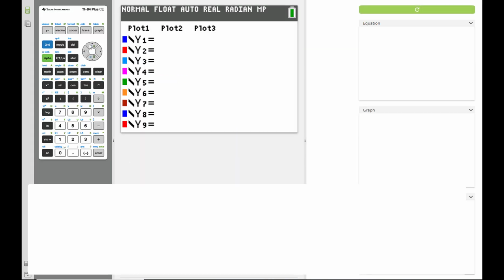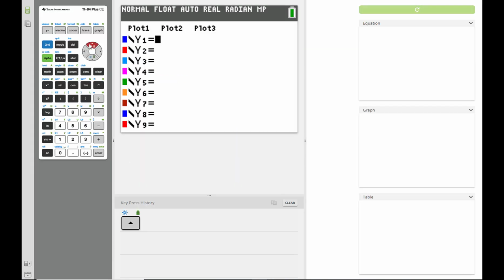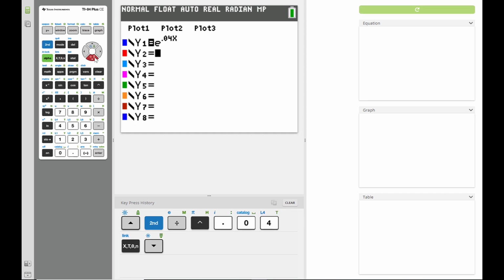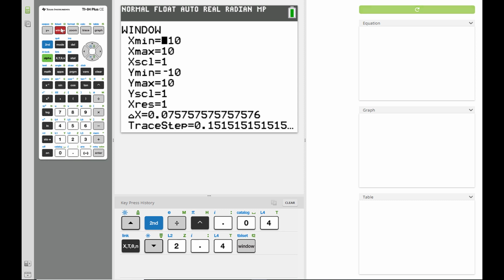You're going to want to press the y equals button, which is the button in the upper left-hand corner. And then for y sub 1, our first equation, we're going to want to type in y sub 1 equals e raised to the 0.04 x power. X is going to represent t in this case. So let's go ahead and go second e and then raised to the 0.04 x power, and then press the down arrow key, and we're going to press 2.4 for y sub 2 equals 2.4.